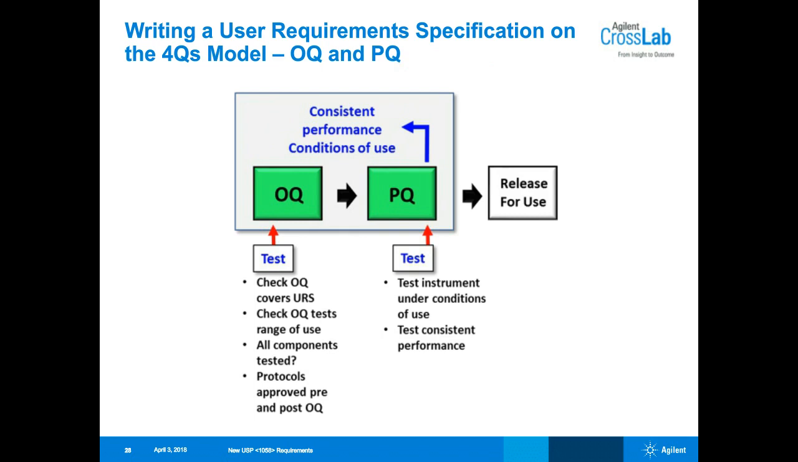Moving on, let's have a look at the operational qualification and performance qualification. These have to be checked against the overall user requirement specification. So what you must do is check that the OQ matches your URS. If it doesn't, you have a problem. If the OQ doesn't cover that, what are you going to do? And we'll look at that in a later slide.